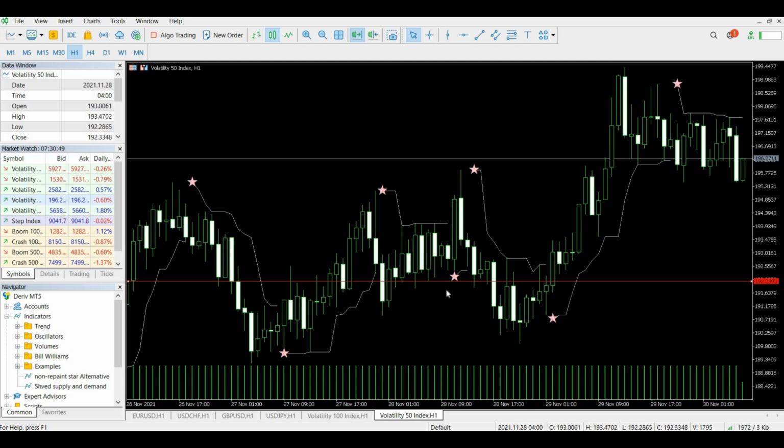But as we can see, if our entry was determined by the star, we would have entered over here, and we can see that the market continues going up. And what happens next is that the market breaks through our trend over there and gives us a buy confirmation.